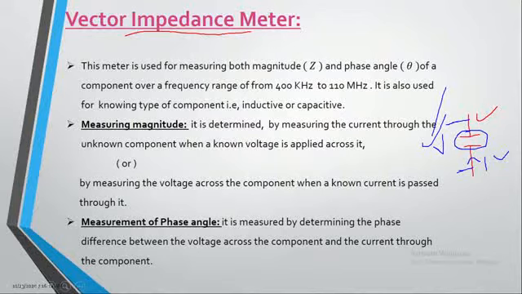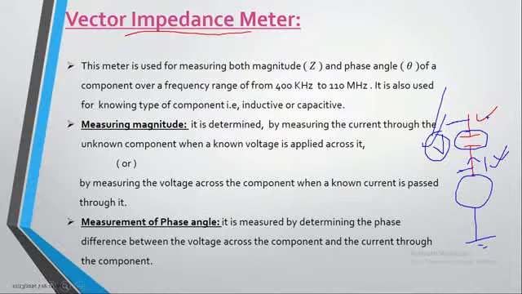The other way of explanation is I'll apply a known current, which is a constant current, passing through this element. So I'm applying the known current, and now I'm calculating the voltage drop across this unknown element. One is applying the voltage, calculating the current, taking the ratio. The other one is applying the current, calculating the voltage and taking the ratio. Then we can easily calculate the impedance of this particular element.